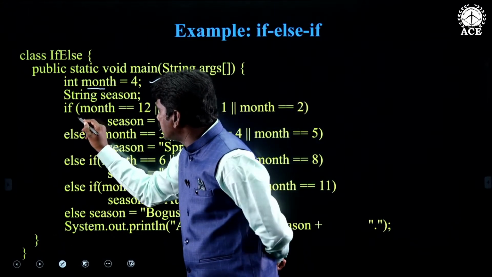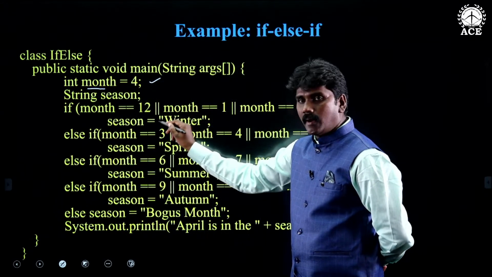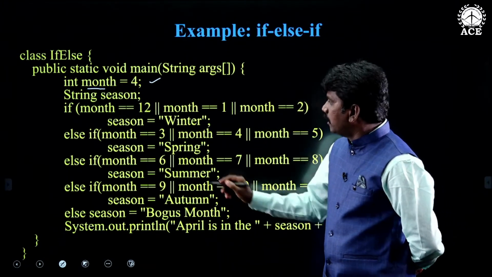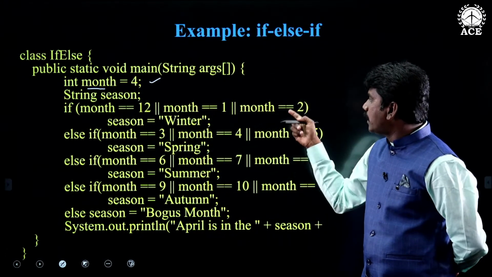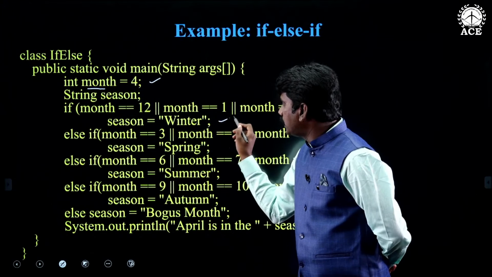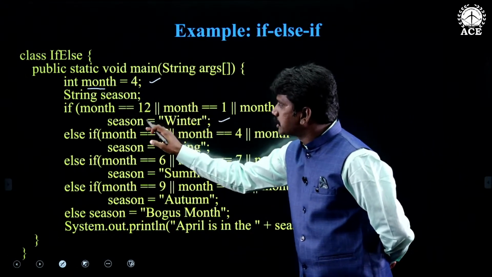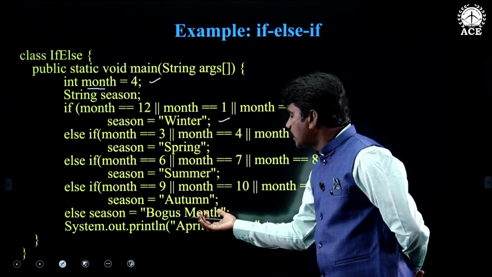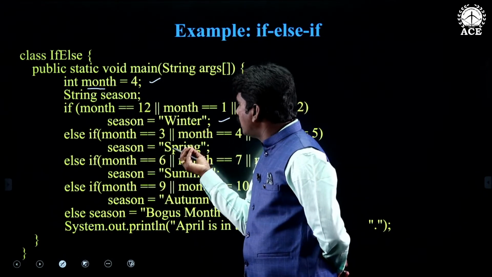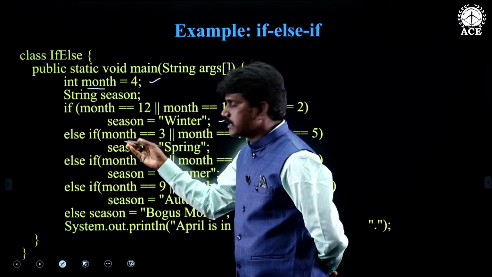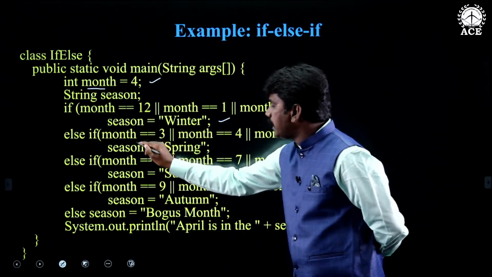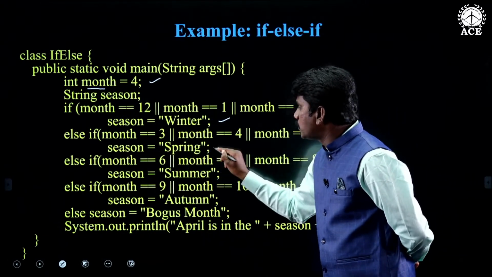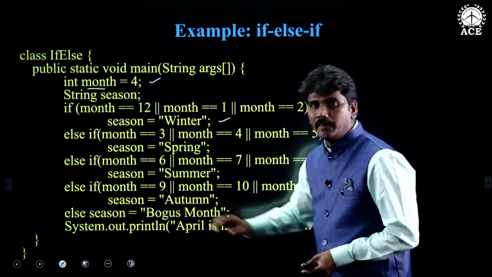For the first one, if month is equal to 12 or month is equal to 1 or month is equal to 2, if any one is true, winter is the season. We are assigning a string to the variable season: winter, spring, summer, autumn, like that. Season is equal to winter. Suppose the month value is equal to 3 or 4 or 5, then the season is equal to spring. Like that we are having one program here.